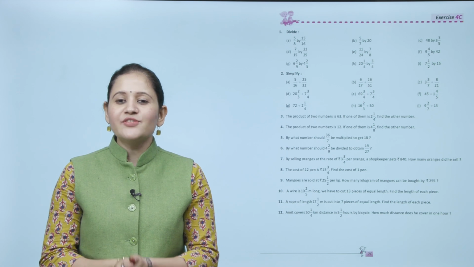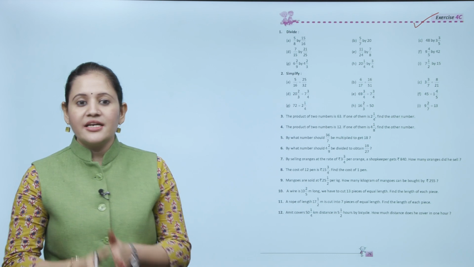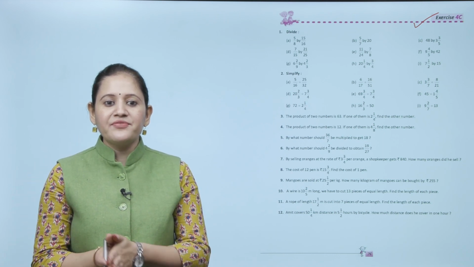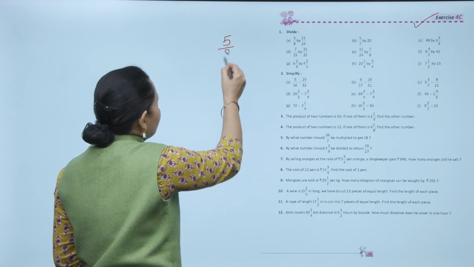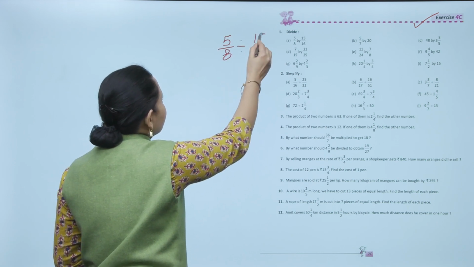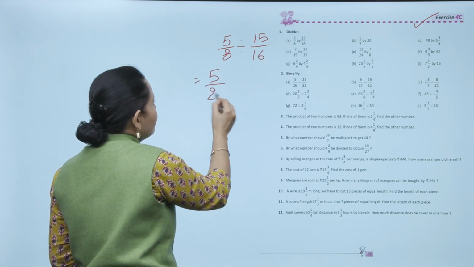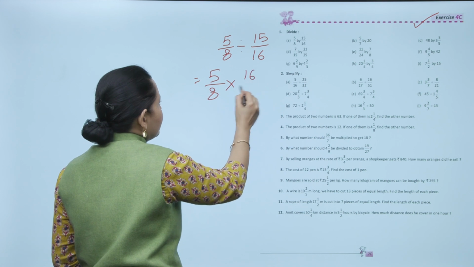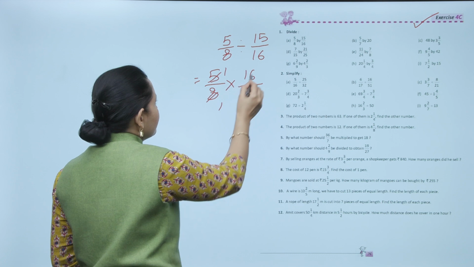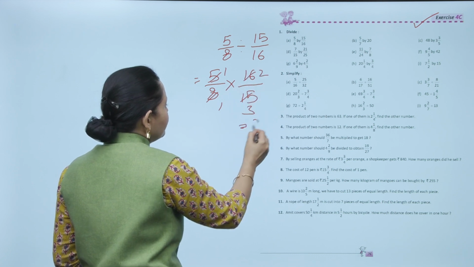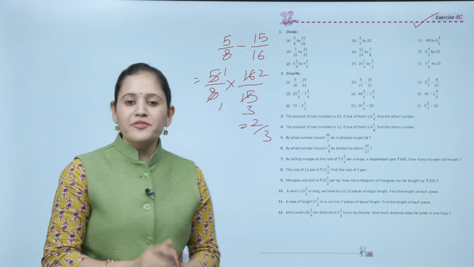Next is exercise 4C. Divide 5 by 8 by 15 upon 16. Divide करना है 8 by 15 upon 16. So ये हो जाएगा 5 by 8 multiply and this will reciprocate. 5 ones are 5, 3. So answer will be 2 by 3. Clear? You have to practice all the questions.